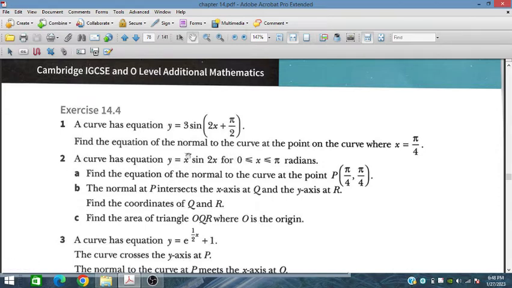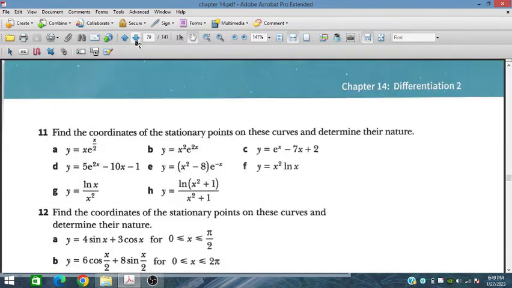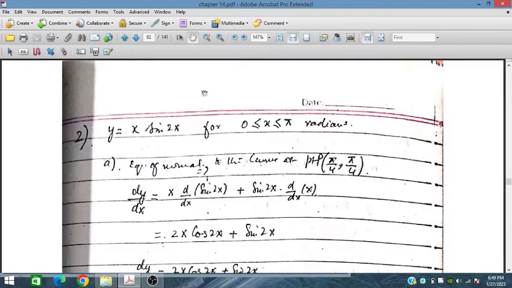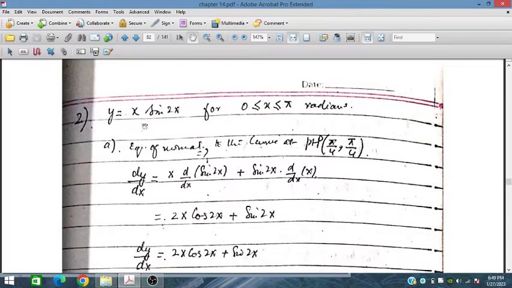So this is a very important question. We have been given a curve and we have to find the equation of the normal on this curve with reference to this point. So let's start. This is 14.1 and we have to solve this. We have been given the curve y is equal to x sine 2x for the period 0 to pi, and the normal at the point P, pi by 4, pi by 4.